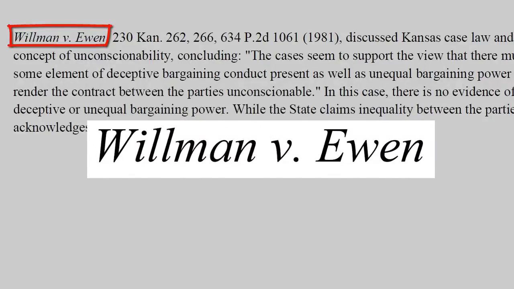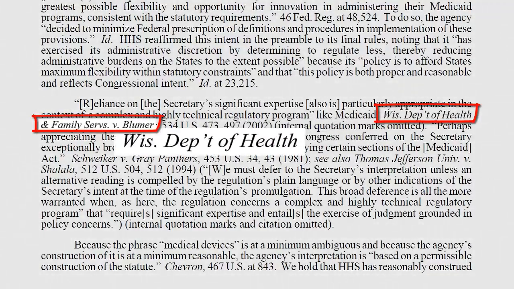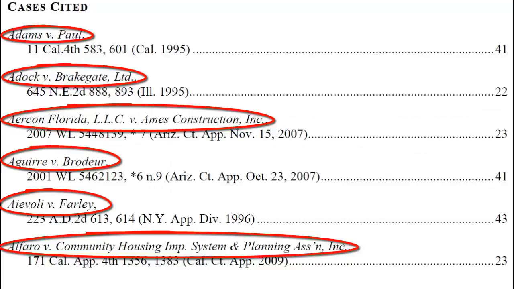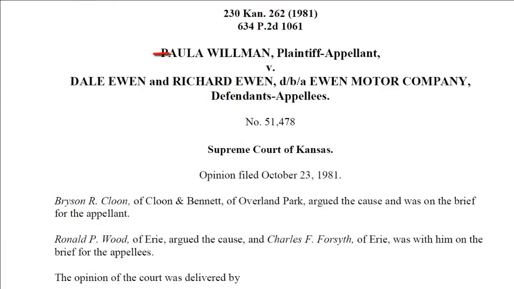Willman v. Ewan. Wisconsin Department of Health and Family Services v. Bloomer. This element consists of the party names, italicized or underlined, so that it doesn't take up an inordinate amount of space.